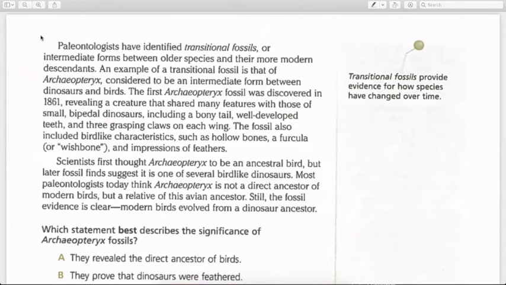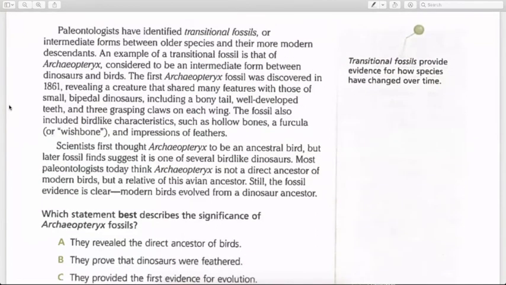The first Archaeopteryx fossil was discovered in 1861, revealing a creature that shared many features with those of small bipedal dinosaurs, including a bony tail, well-developed teeth, and three grasping claws on each wing. The fossil also included bird-like characteristics such as hollow bones, a furcula, which I'm not sure I've said that right, but that's the wishbone, and impressions of feathers.